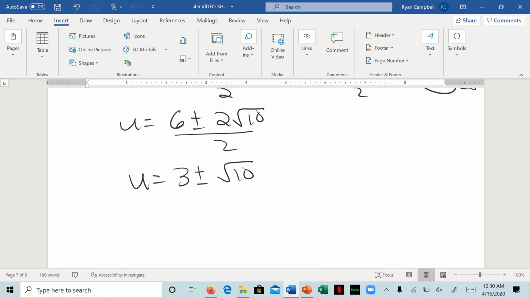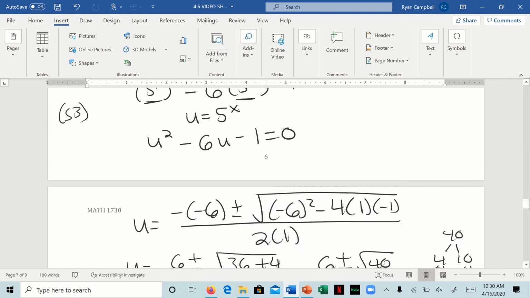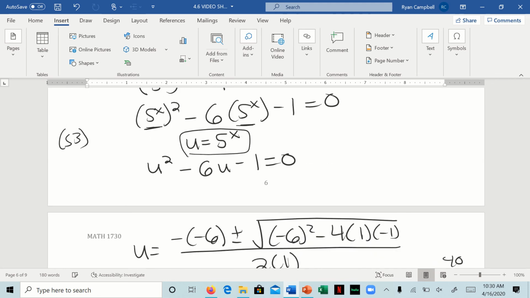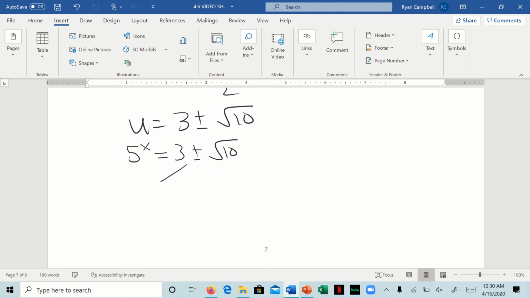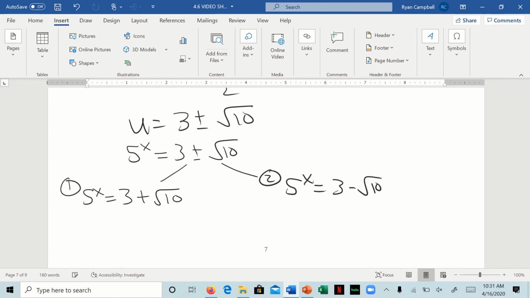What do we care about? We care about x. So remember, u was 5 to the x. So instead of u equaling this, 5 to the x will equal this. Which means now we have two equations. First equation, 5 to the x equals 3 plus the square root of 10. Second equation, 5 to the x equals 3 minus square root of 10.